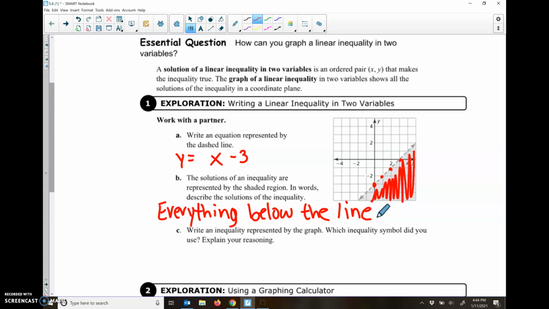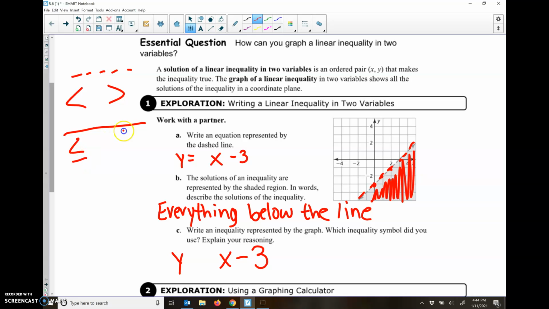Now it wants us to write the inequality. So we're going to do the same thing. It's still a y and it's still an x minus 3. But now we have to write out what the inequality would look like. You could see that the line here is kind of dashed. It's not a solid line. So dashed lines only happen when it's a less than or greater than sign. And if you have a solid line, that means it includes that point.